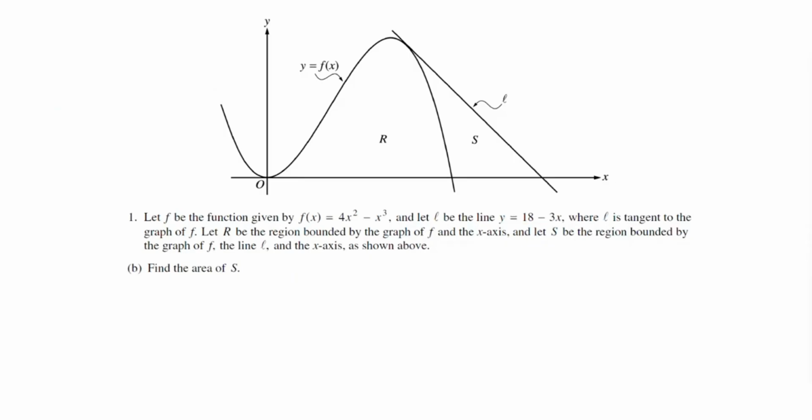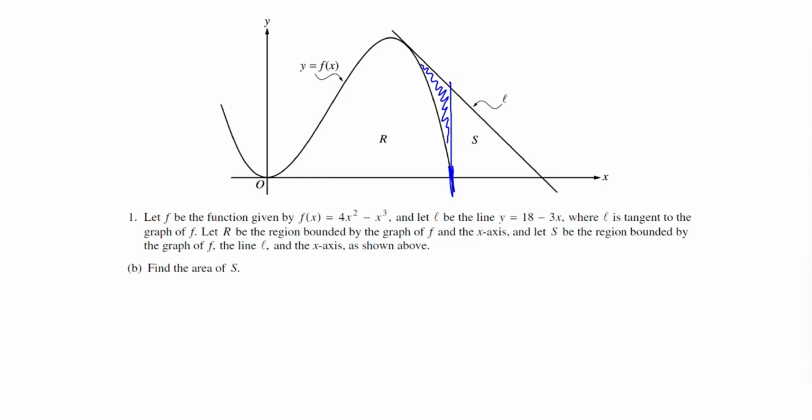In part B, it wants us to find the area of region S. And so to find the area of region S, we're going to need to break this into 2 pieces, right? Because up until this x-intercept, the upper function is the line and the lower function is f of x. But after that, we just have this triangular piece where only the line is above the x-axis. It doesn't matter what f of x is anymore. That's not our lower bound.